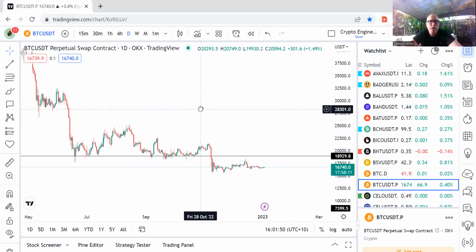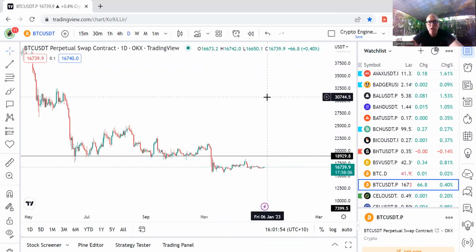So hopefully that gives you some element of what a support and resistance line can be. And in the next video, I'll go into support and resistance zones.